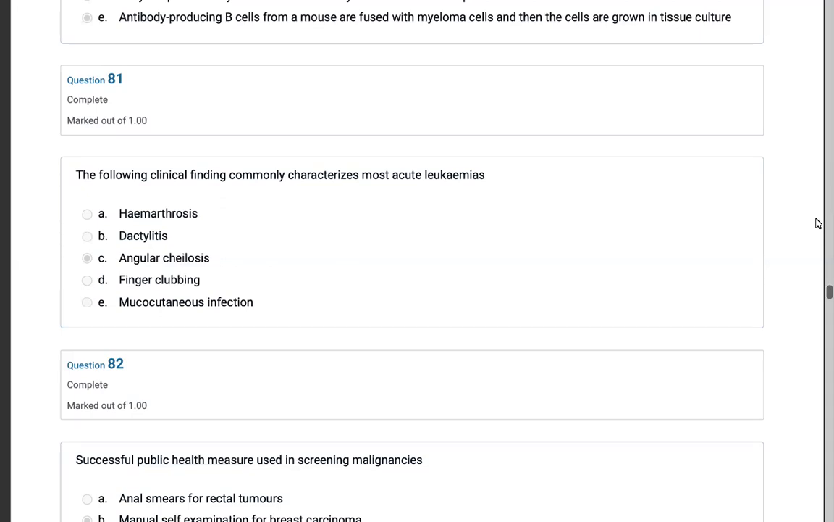All right. So the following, question 81: the following clinical finding commonly characterizes most acute leukemias. So as you can see, these other options are going to be related with maybe a specific type of leukemia, or so the question is like, in general leukemia, what happens? Yeah. So in leukemias, since you're producing these abnormal cells, your bone marrow is going to be overtaken. So instead of producing normal cells, your bone marrow is going to be producing too much of these abnormal white blood cells.